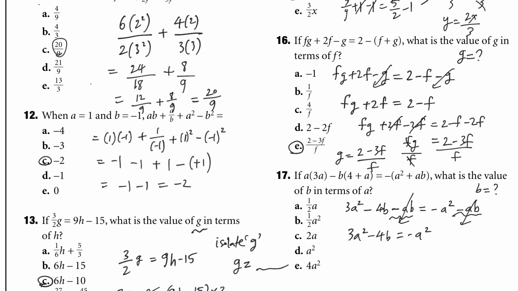Now, this time I'm going to move 4b to the other side because I want to work with positive numbers. So I'm going to add 4b. Actually, there are multiple ways of doing it, but I'm just going to show you this way. So the 4b's cancel out. And then now I have 3a squared is equal to negative a squared plus 4b. Now I'm going to move negative a squared by adding a squared to both sides.